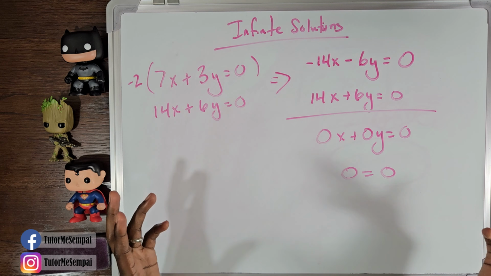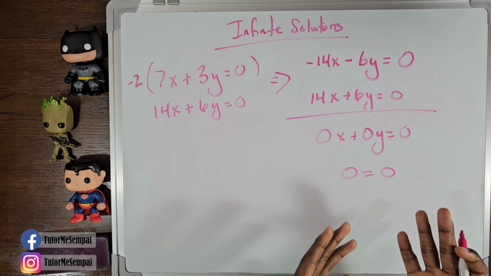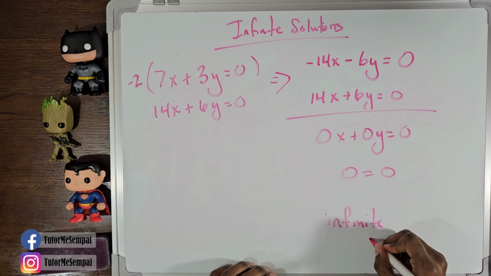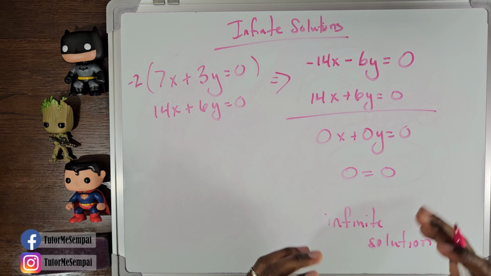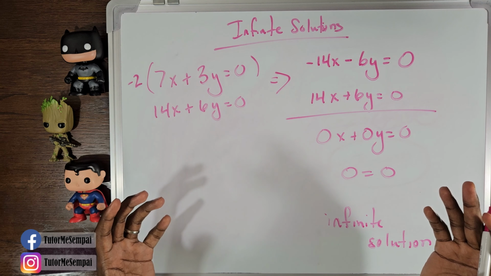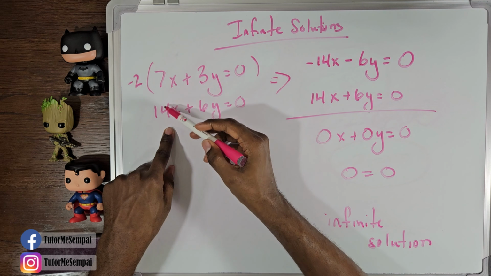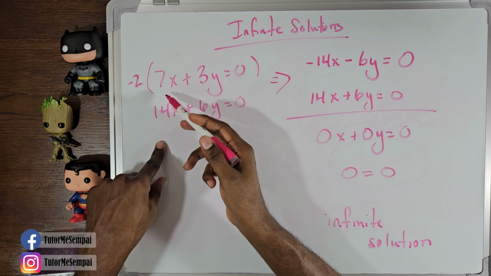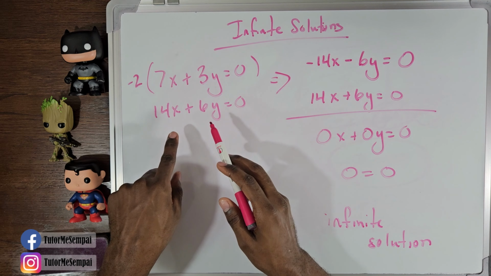In fact, this is always true. It doesn't really matter what your x and y are. This is always going to be true. This lets you know that you have infinite solutions. Our 0 equals 0 is always going to be true. And it kind of makes sense if you look at this system of linear equations here. Our second equation is pretty much just a multiple of our first one. So every xy pair that works for this will work for this.